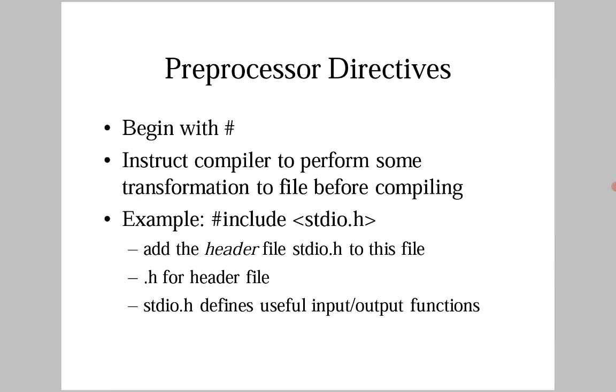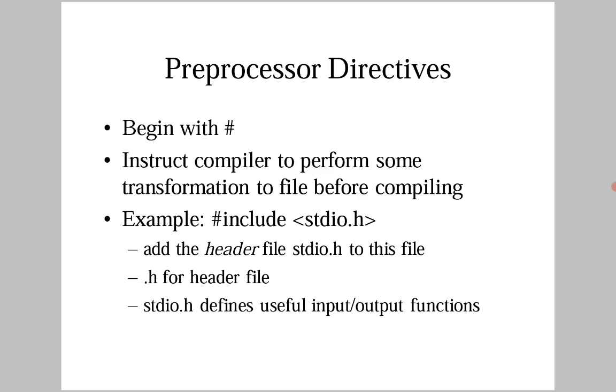So first we begin with the preprocessor directives. What are preprocessor directives? Generally, preprocessor directives begin with a hash symbol. They instruct the compiler to perform some transformation to the file before compiling. An example is #include <stdio.h>.